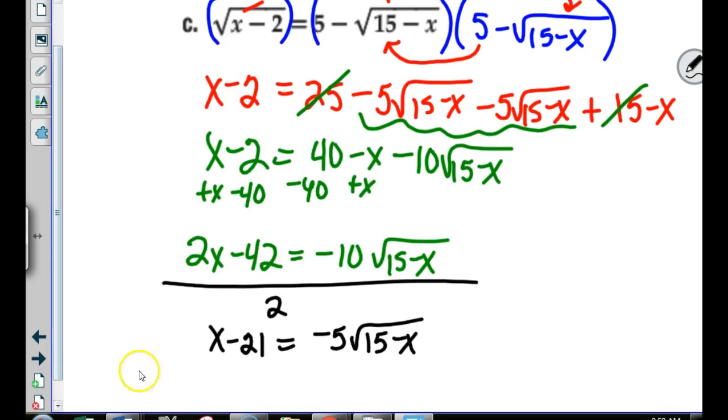I could. You want me to do that? It doesn't matter. You'd have to put this whole side over negative 5. Okay? Yep. Now I got to square it, both sides.